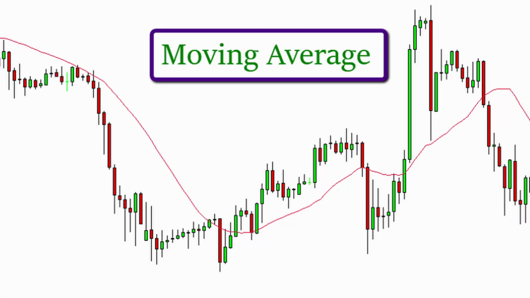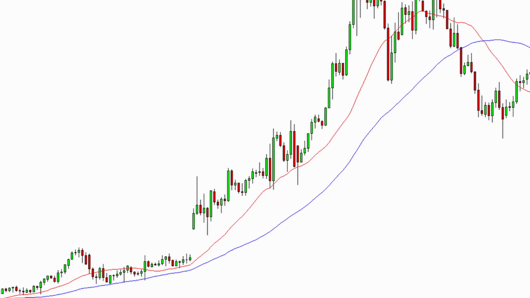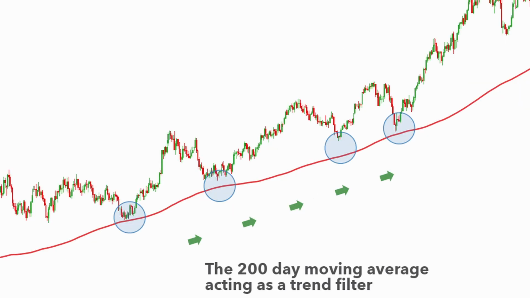A moving average is a lagging indicator that displays the average price of a security, such as a stock, currency pair, or cryptocurrency, over a specific period of time. It helps smooth out price fluctuations and noise in charts, making it easier to identify trends and potential areas of support and resistance. Moving averages are not predictive but rather interpretive, confirming trends that have already occurred.